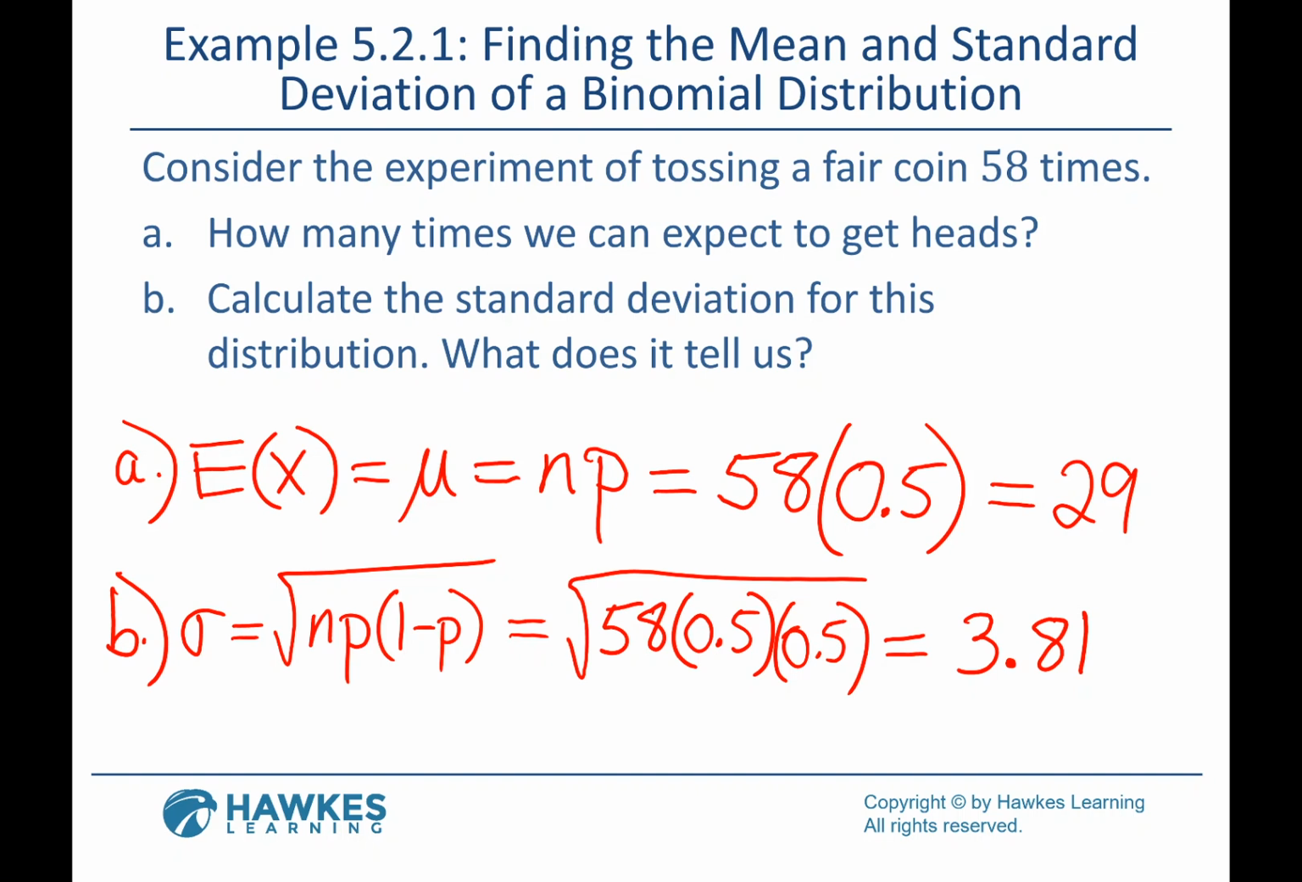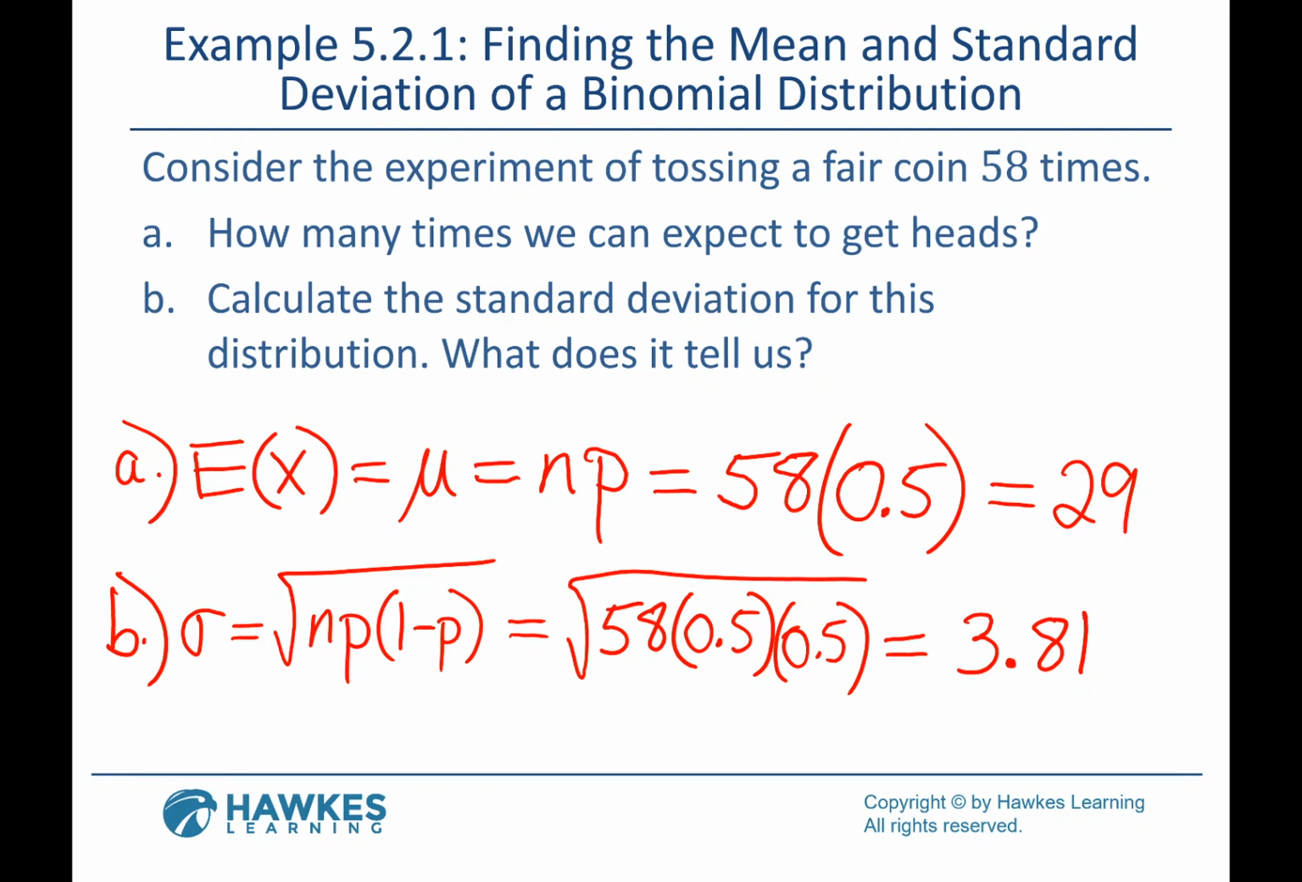There's our mean, our expected value, and our standard deviation. They're nice, easy formulas when we're dealing with a binomial distribution. And then, yeah, we might as well interpret. It says, what does it tell us?